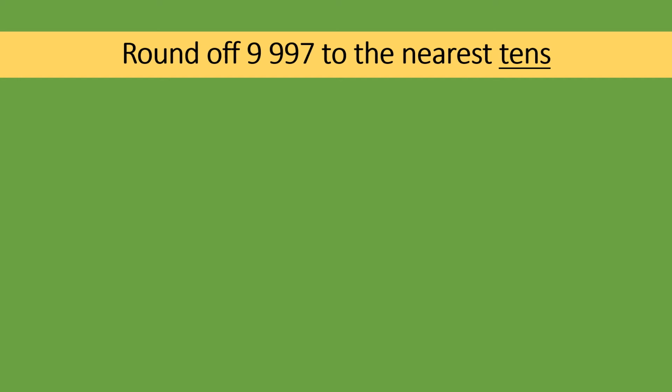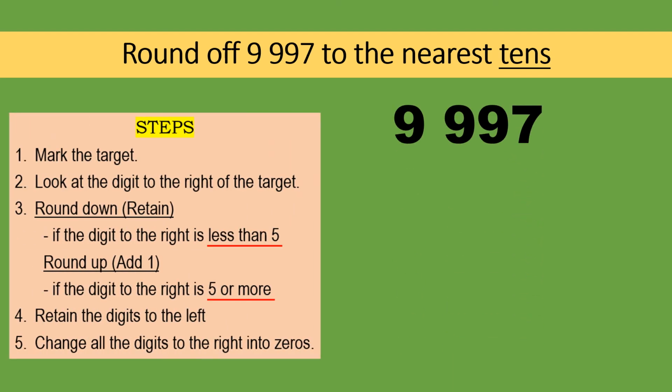For the third problem, round off 9,997 to the nearest tens. Again, follow the same steps. 1. Mark the target digit. 2. Look at the digit to the right of the target. Since the digit to the right of the target is 7, which is more than 5, that means that we have to round up the number. Round up or add 1 to the target digit. So 1 plus 9 is 10.